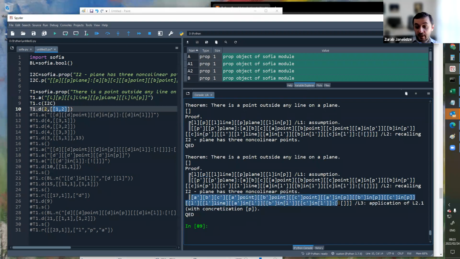And so in the third line, we now know, after applying the axiom to our plane, that there are 3 points, A prime, B prime, C prime, lying on this very plane P that we have in the first line. So you see, first of all, it says A prime is a point, B prime is a point, C prime is a point, and then A prime lies in P, B prime lies in P, and C prime lies in P.